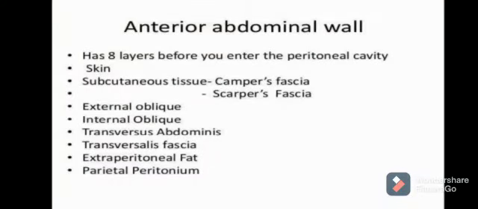Coming to the anterior abdominal wall, if you are going to enter the peritoneal cavity, which is the purpose of the surgery in the abdomen, and in any case if you are doing the dissection, the following structures come your way from the exterior to the interior.